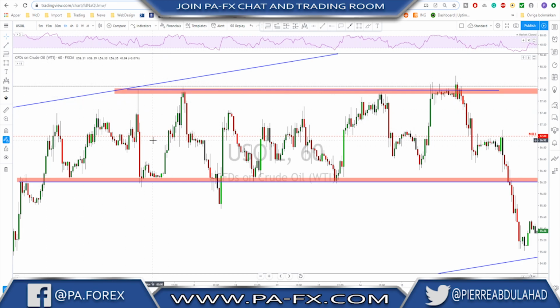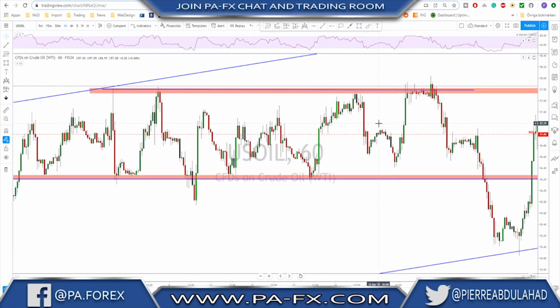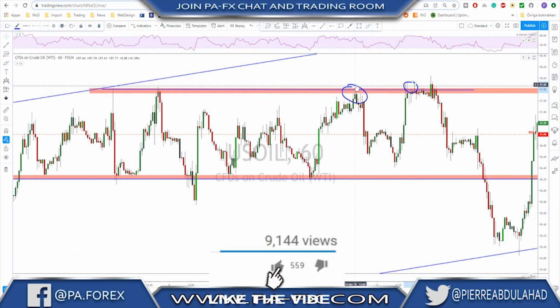So we will start with the question about the oil. And the question was about how it looked like Thursday and Friday. So on the 1 hour chart for oil, Thursday was this area here. So the price was reaching this level on Thursday, and Friday the price reached this level once again, as you see. So how to trade a ranging market?